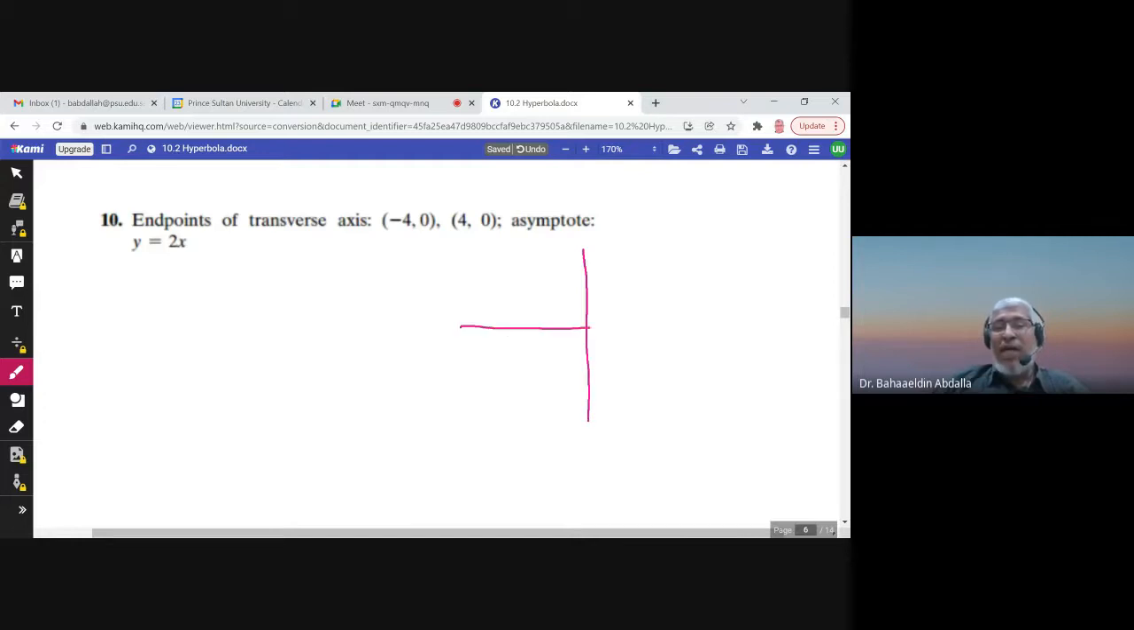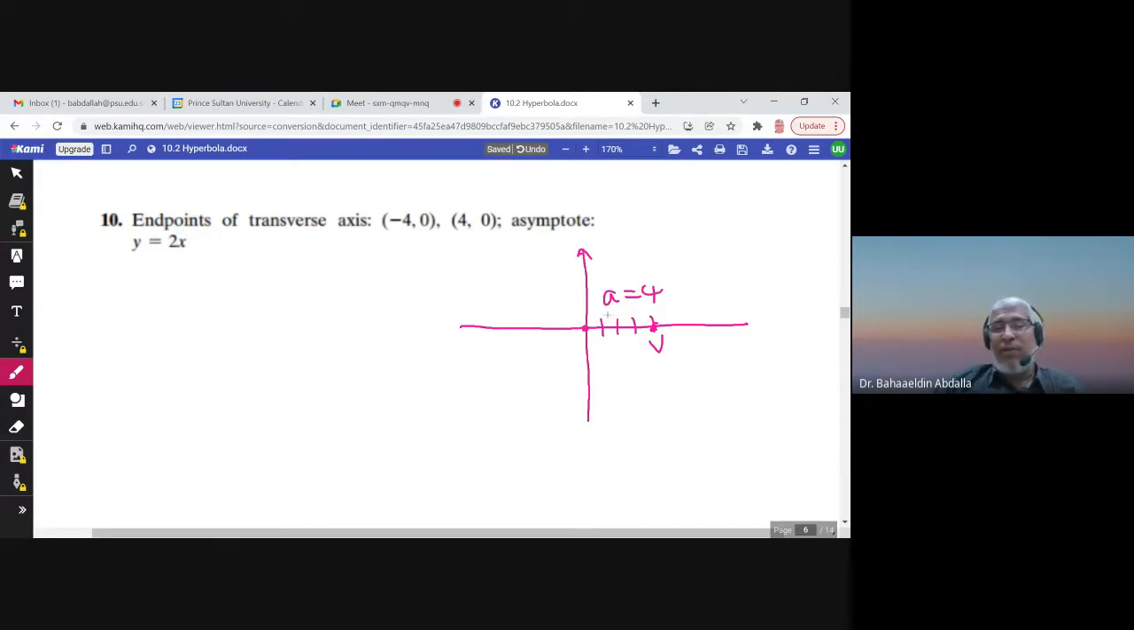What are the endpoints of the transverse axis? They are the vertices. So this is the vertex and another vertex here. So the center is again 0, 0, and a is 4. Good. The asymptote is y equals 2x.